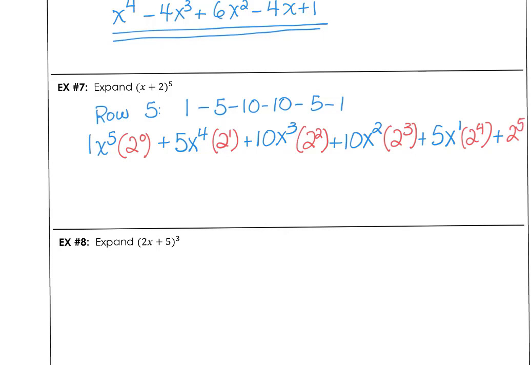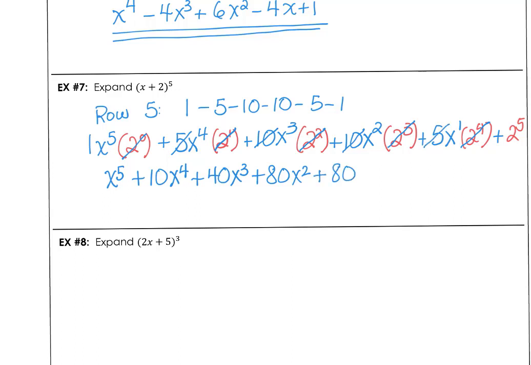So putting that together, this is 1 times x to the 5th. And this is 2 times 5, so we have 10x to the 4th. And this is 4 times 10, so 40x cubed. And then 8 times 10 is 80x squared. And 16 times 5 is another 80x to the 1st. And then 2 to the 5th is 32.